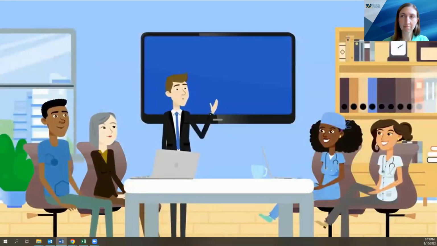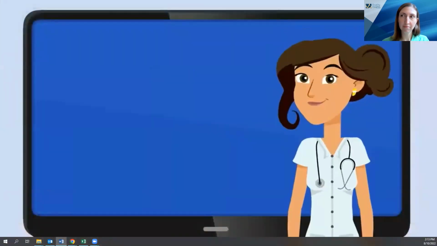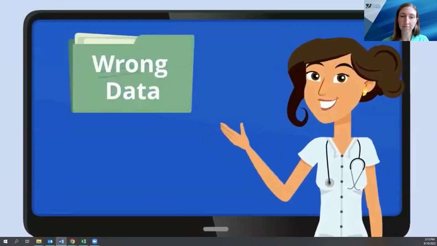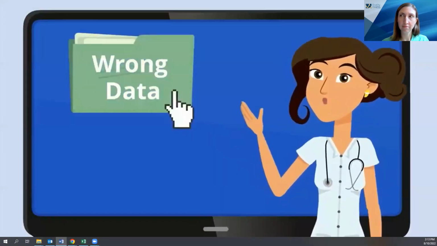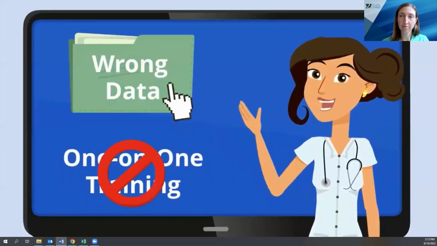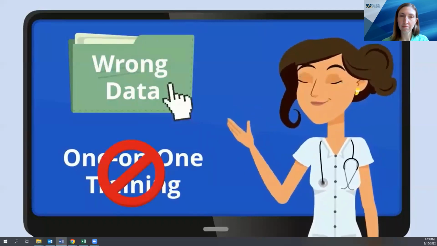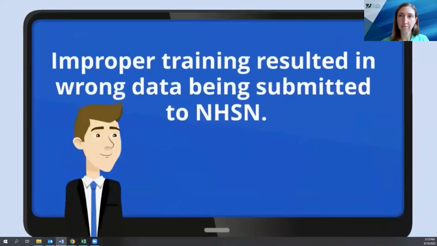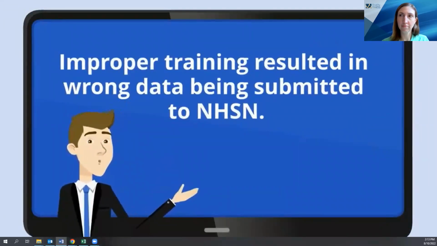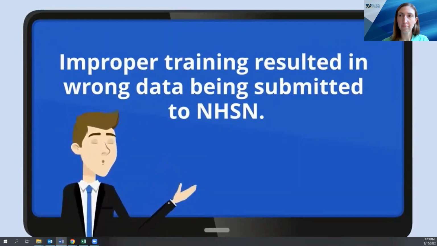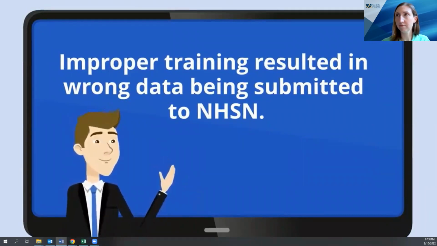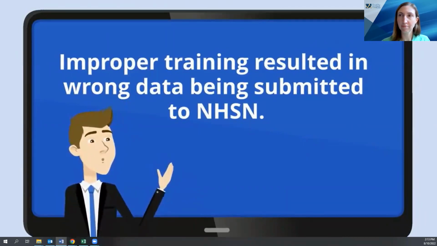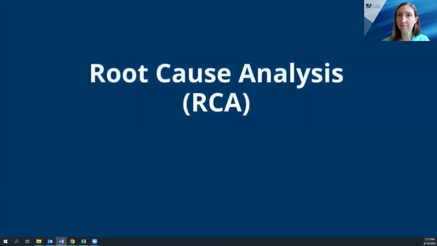What were the results of your root cause analysis exercises? We found that the infection control nurse might have submitted the wrong data to NHSN because she did not receive one-on-one training. This would explain why CMS reported booster rates lower than we believe they should be. That's a good analysis of the root cause. We'll use the QAPI process to fix the problem and make sure our staff is getting the education they need going forward. Now you understand the root cause analysis step in the QAPI process.